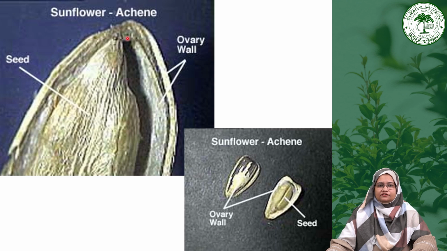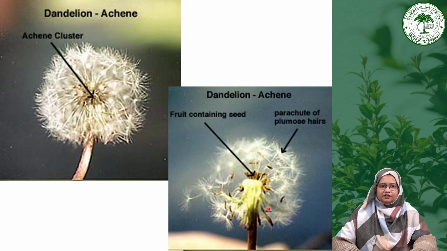As in the case of sunflower, you can see this is the ovary wall. This is the sunflower seed, you can see here, and this one is the ovary wall. So this type of fruit is called an achene. That is also one of the types present in the Asteraceae family as well as in the Cyperaceae family.